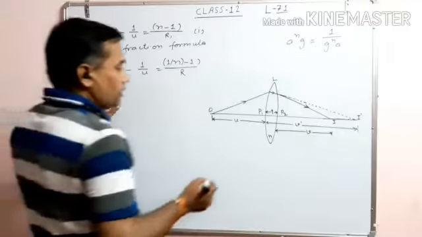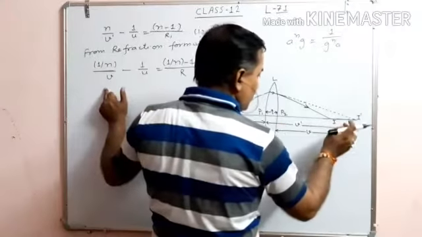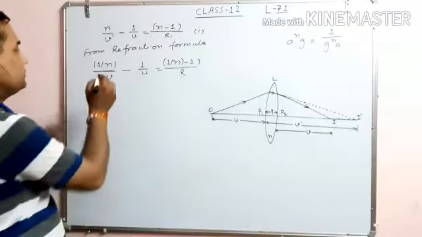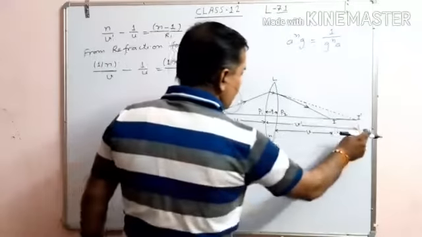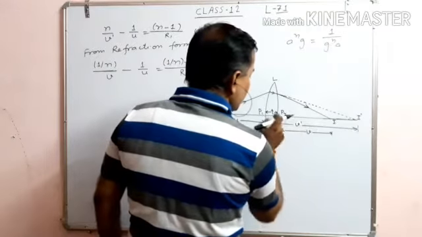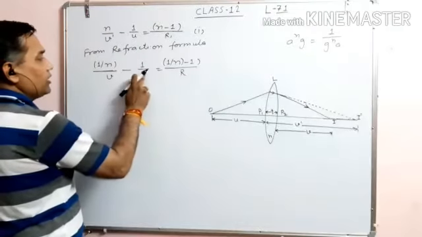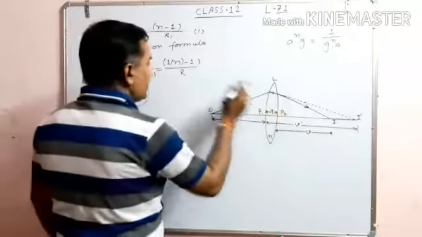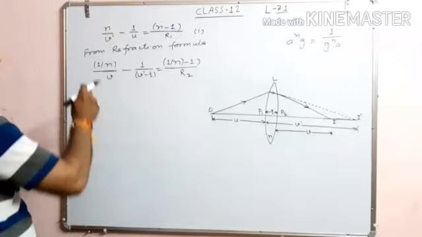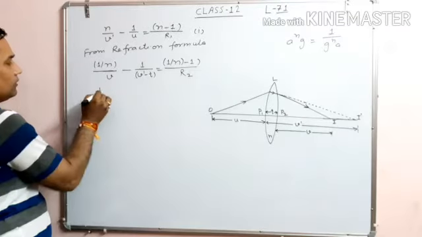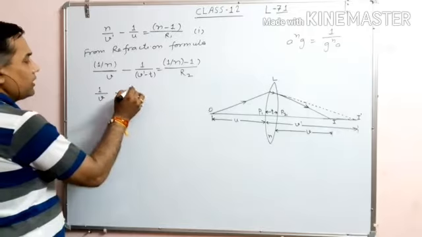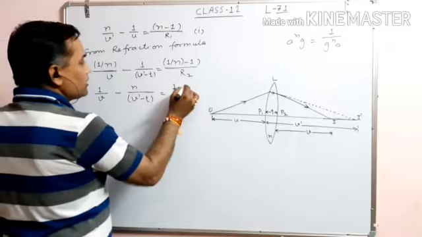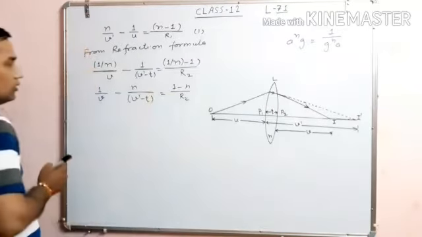Now the image distance: the image is found here at I, so the image distance is v. And the object distance from here is v dash minus t, so here you write v dash minus t. And for the second surface, the radius is R2. Now multiplying by n, this becomes 1 upon v minus n upon v dash minus t is equal to 1 minus n upon R2.